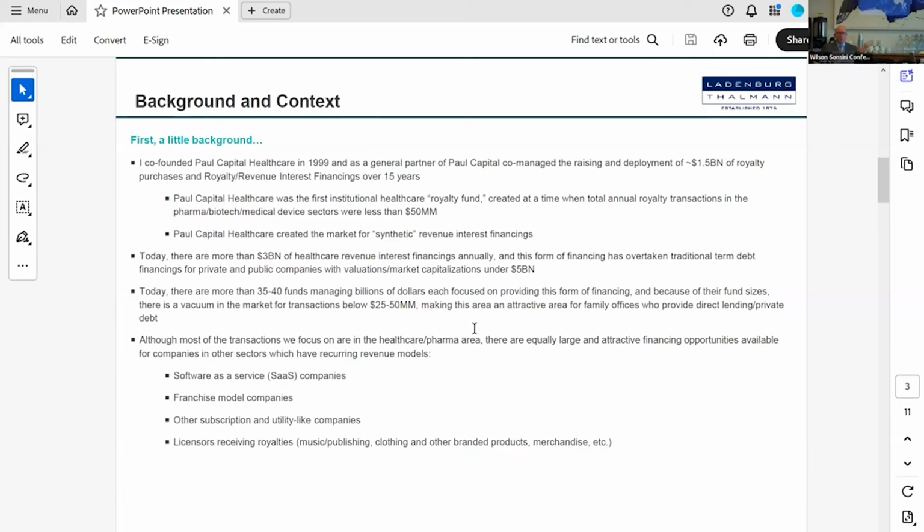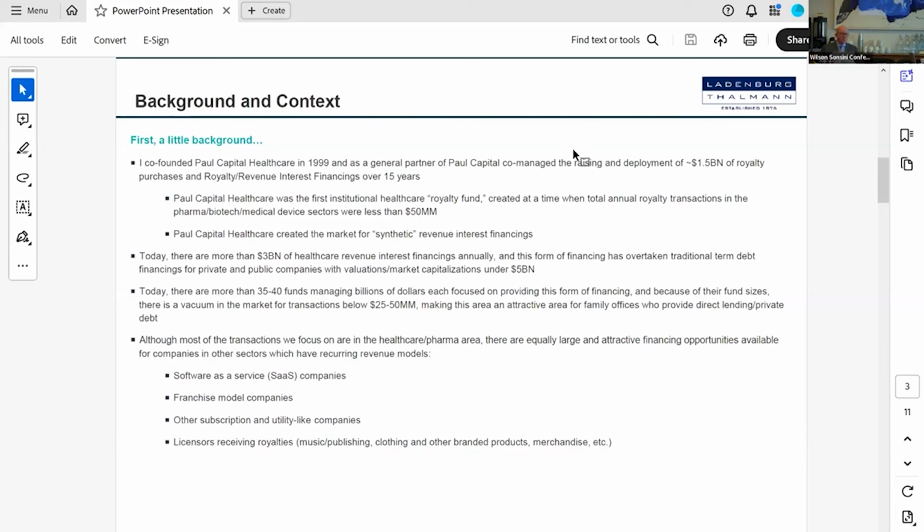Although most of the transactions that I focus on are in healthcare, maybe 90%, there's an equally large and attractive opportunity for companies in other sectors outside of healthcare that have recurring revenue models. That includes SaaS companies, software as a service. Any of you that have Office 365 on your computer pay some amount of money per year to Microsoft. That's a royalty. Microsoft certainly doesn't need this financing, but for other SaaS companies, it's a perfect form of financing.